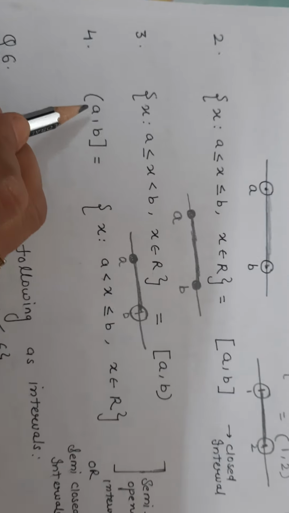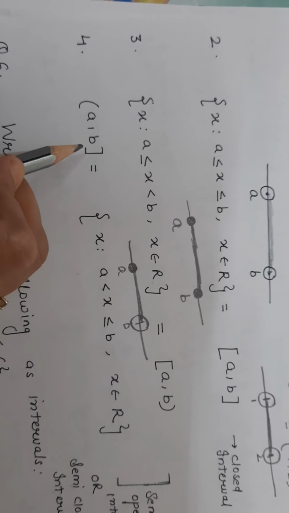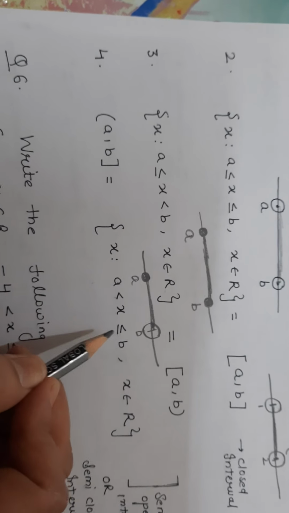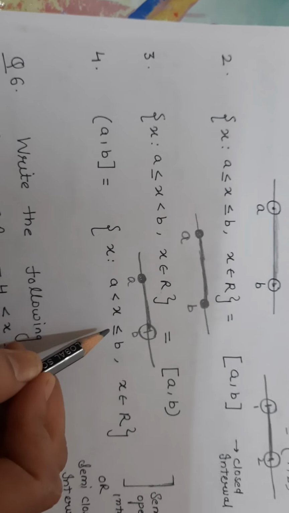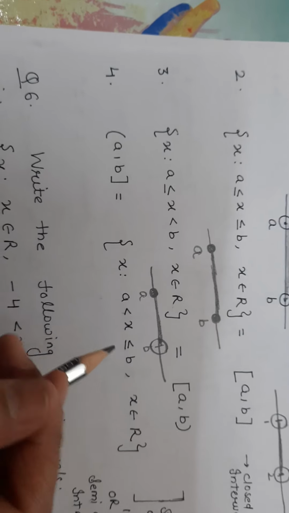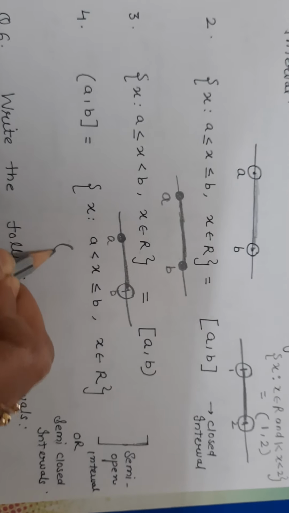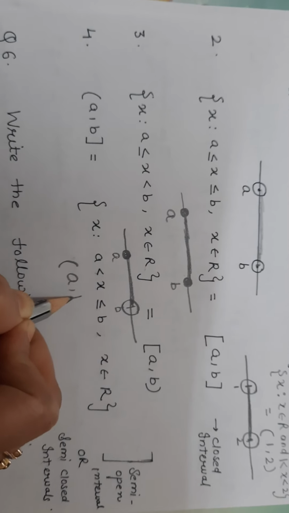The last, open at A, close at B. So this is the set of those x where x is greater than A and less than or equal to B. Whenever we have this equal sign, we are going to have close at that point. So this is open at A but close at B.